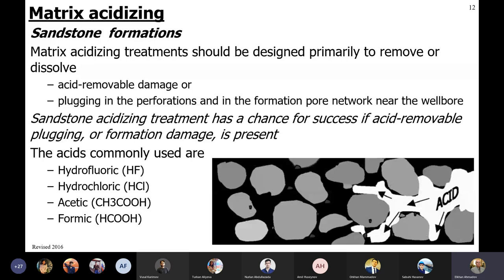So the main aim is to dissolve or remove the chemical precipitations or soluble solid particles plugging the perforations, through chemical reactions. Only in this case will sandstone acidizing have an effect. The acids commonly used here are hydrofluoric, hydrochloric, acetic, and formic. Mostly used is hydrofluoric in combination with hydrochloric. Hydrochloric should always be used.